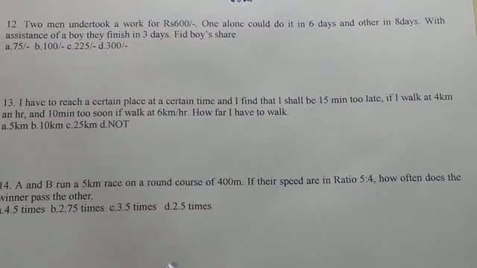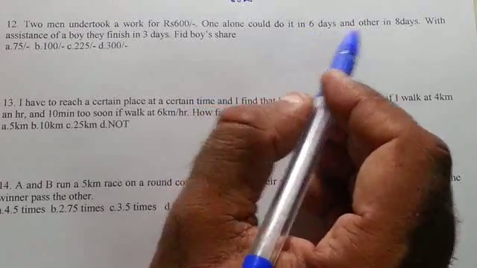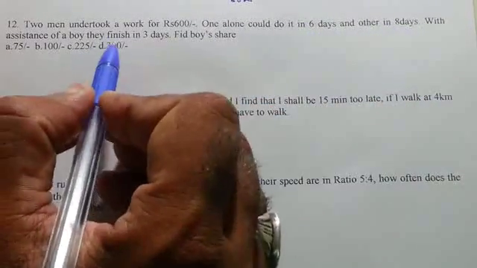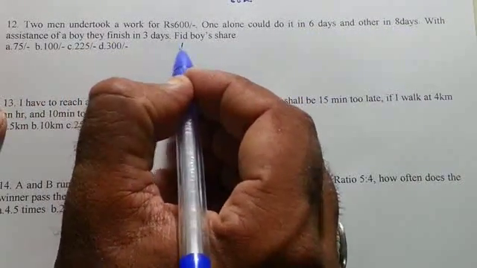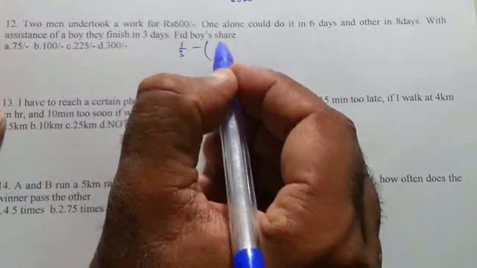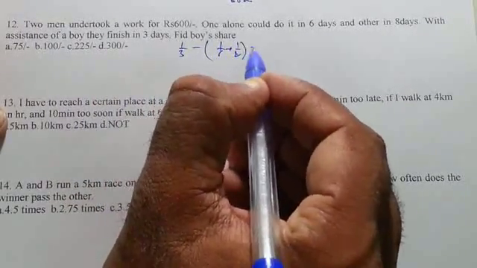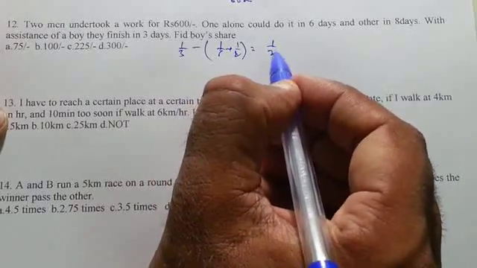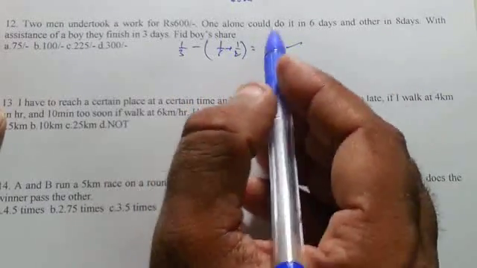Two men undertook a work for rupees 600. A can do it in 6 days. B can do it in 8 days. With the help of a boy, they can finish in 3 days. So how much work can be done by the boy? There will be 1/3 minus (1/6 plus 1/8), and that will become 1/24. So the boy will be doing 1/24 of the work.